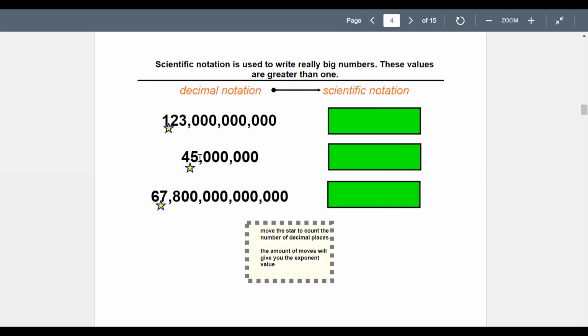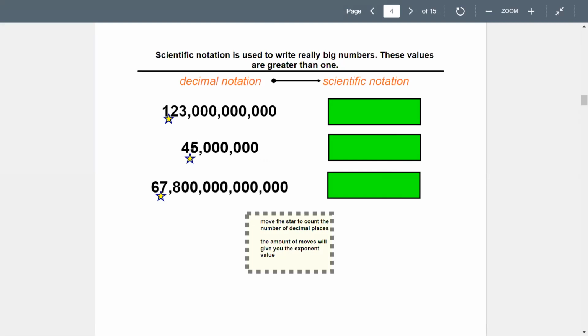Let's try it with 45 million. We've got greater than 10, so it'll be a positive exponent. Let's determine what number that will be. 1, 2, 3, 4, 5, 6, 7. This will be 4.5 times 10 to the 7th.